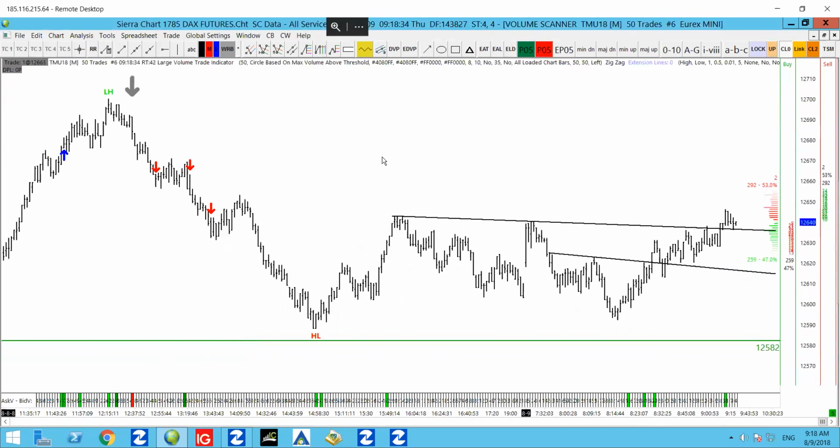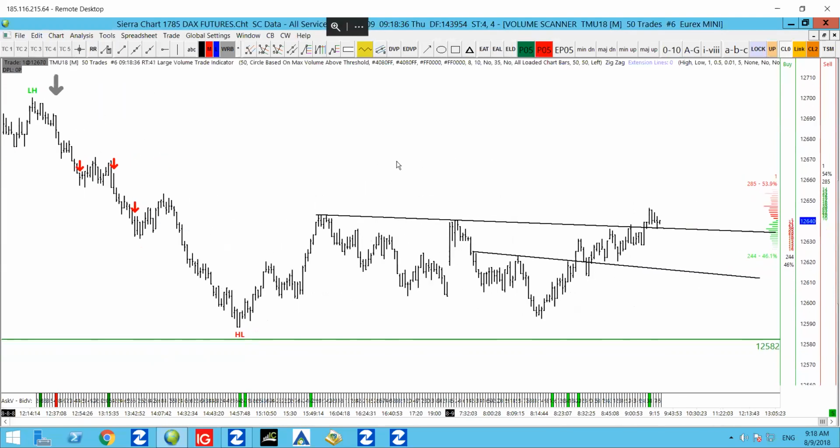But really, really good scan. I'm going to be using that for the majority of opportunities today.